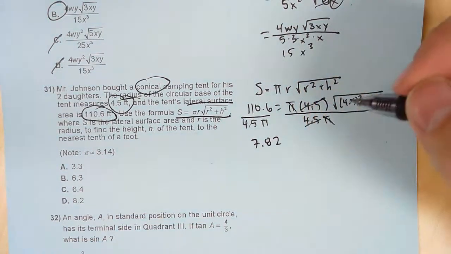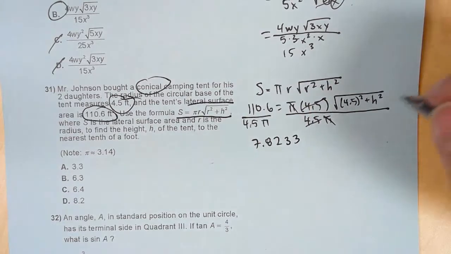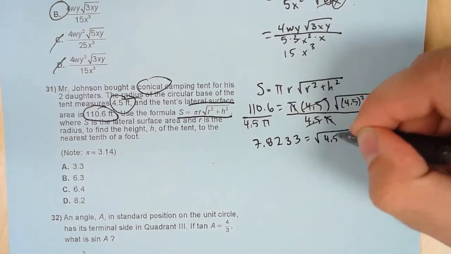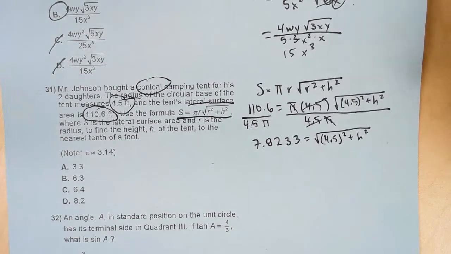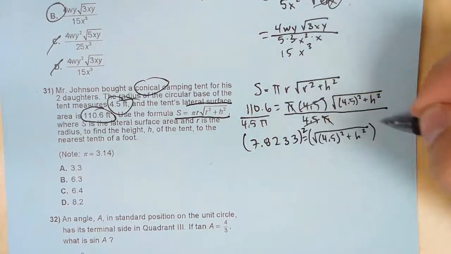So 110.6 divided by 4.5 pi is 7.82 something, and I'm going to carry a few decimal places. I don't know how far it's going to need us to do. Equals, let's see, we get left with the square root of 4.5 squared plus H squared. So now if we didn't have the square root, we could do what we need to do. So let's get rid of the square root. We undo square roots by squaring both sides.